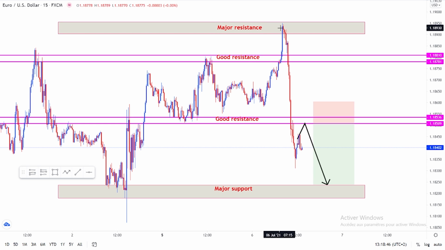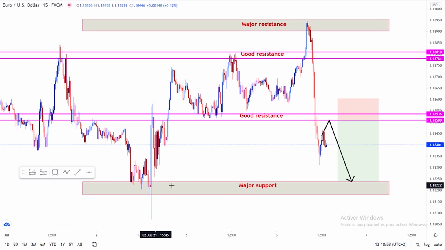We have a major resistance because we are seeing that a lot of sellers came in from this area, and also a major support because it is the extreme low of my chart. And by the way, from this support we have witnessed a lot of news, NFP news, which led to this candle and to a change of the market trend.